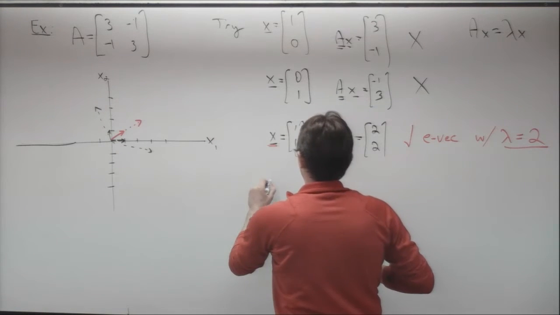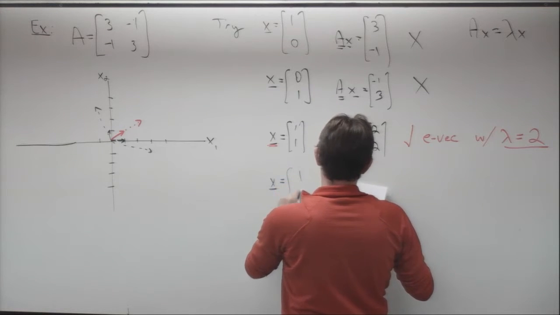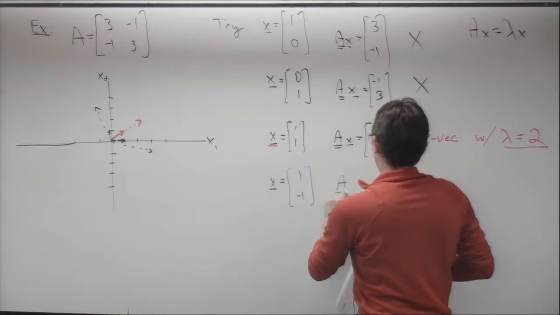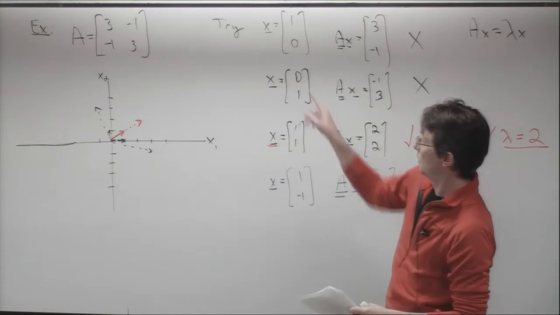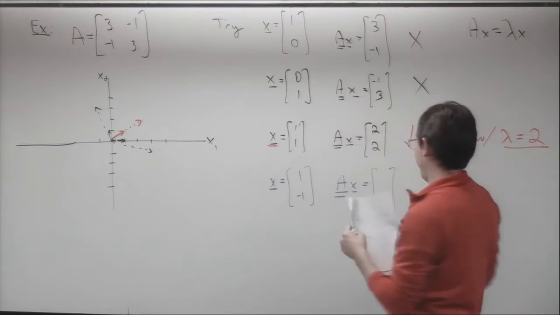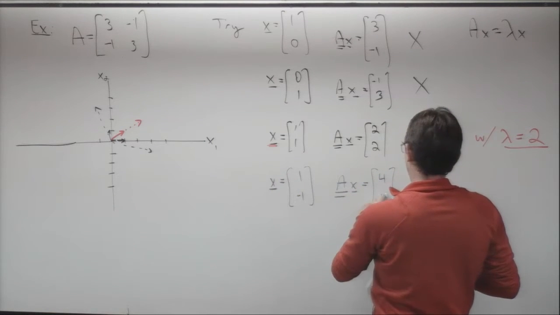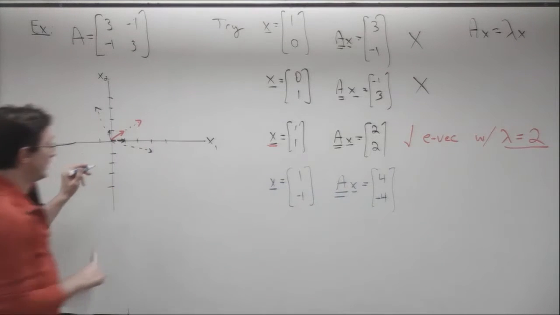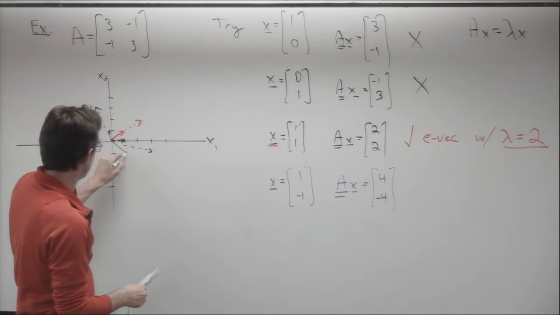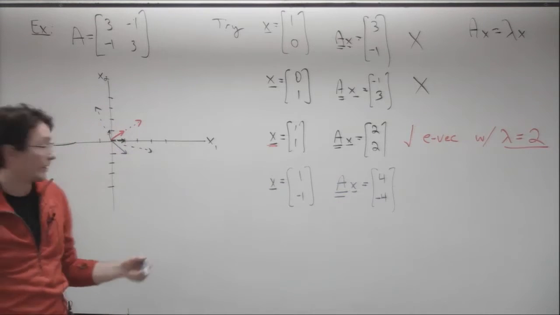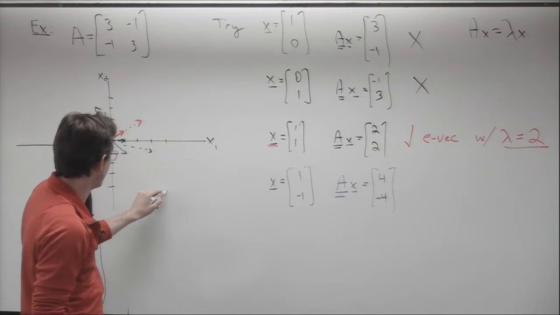So I'm just guessing here. I haven't showed you how to actually compute these things. I could try 1, minus 1. And now what does A times x equal? 4. So 3 minus minus 1 is 4. And then minus 4. Okay, so if I start in the 1, minus 1 direction, then A times that vector is in the 4, minus 4 direction.